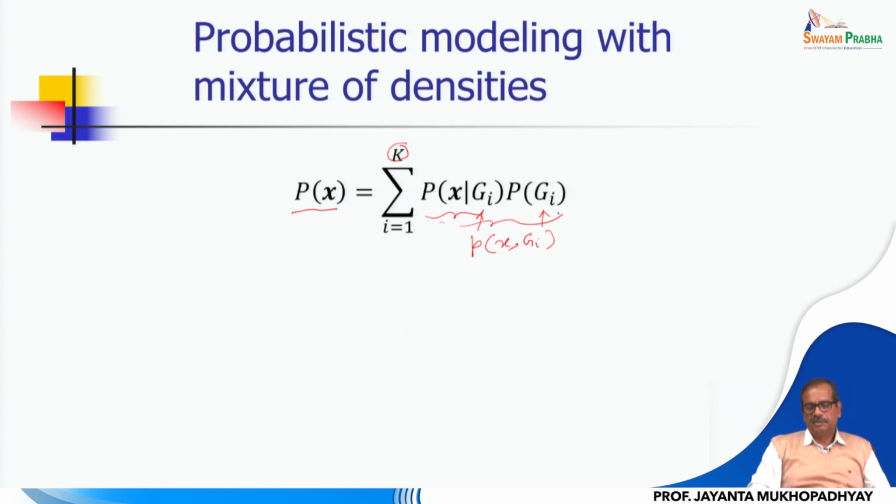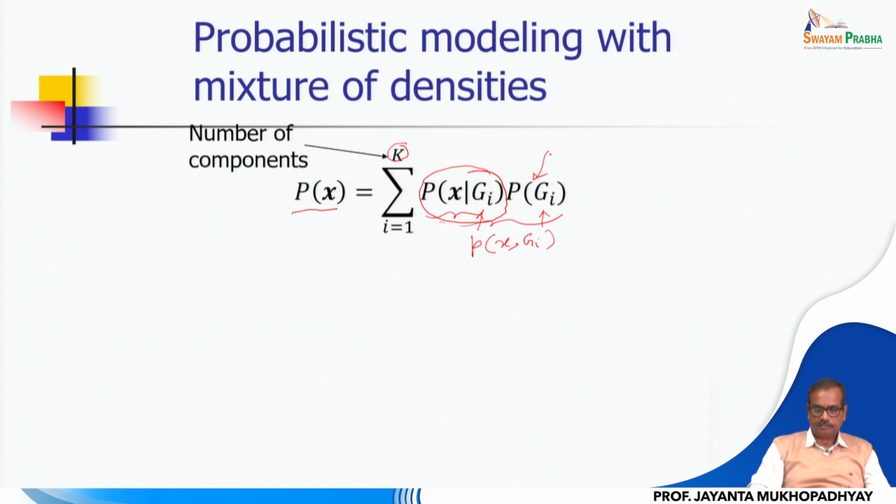Right? So this is the mixture density. For each class we have a probability distribution, and they are mixed in proportion with weighted values, the probability of g_i. The sum of the probabilities of g_i should be equal to 1. These are the number of components, and this is the component density.